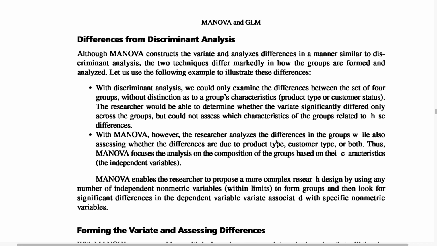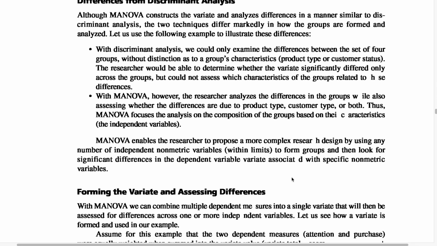The researcher would be able to determine whether the variate significantly differed across the groups, but not assess which characteristics of the groups related to those differences. With MANOVA, however, the researcher analyzes the differences in the groups, also assessing whether the differences are due to product type, customer type, or both. MANOVA focuses the analysis of the composite of the group based on the characteristics in the independent variable.